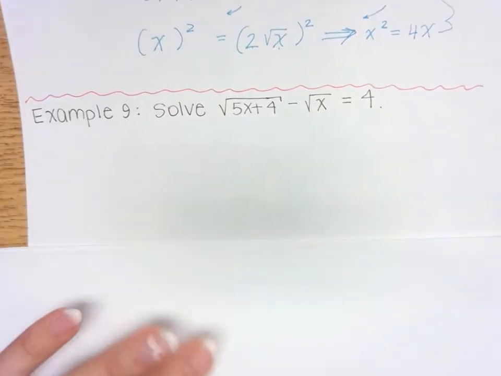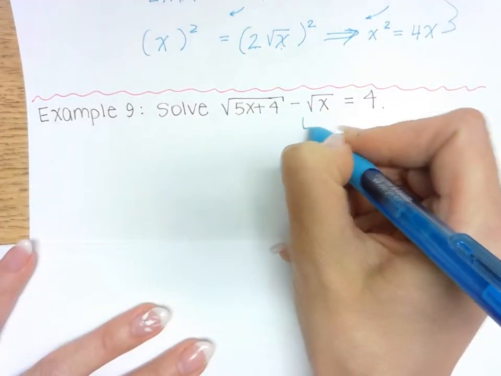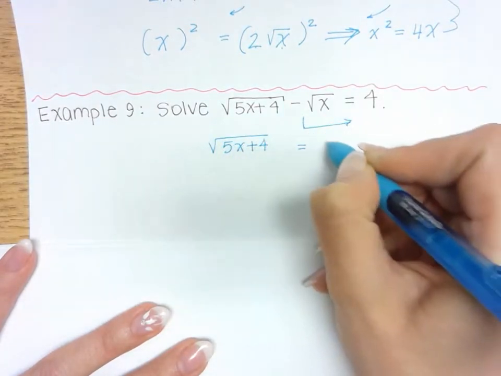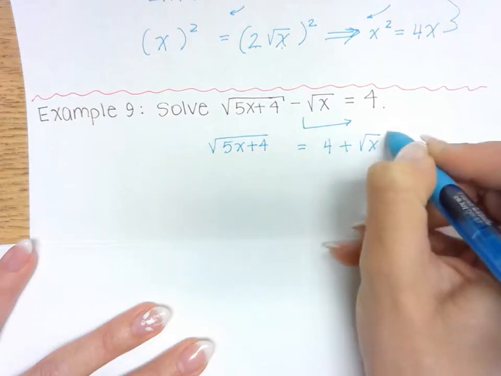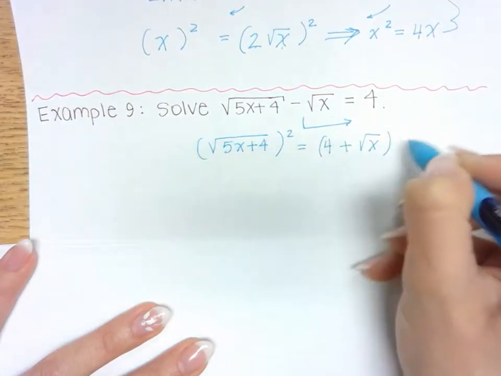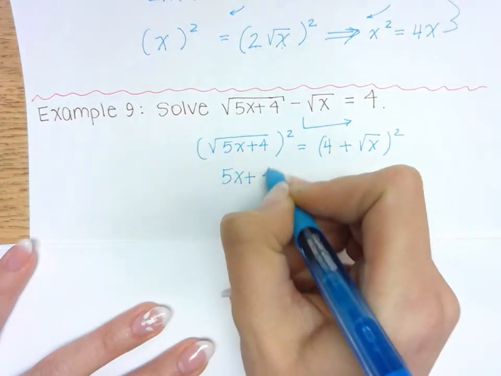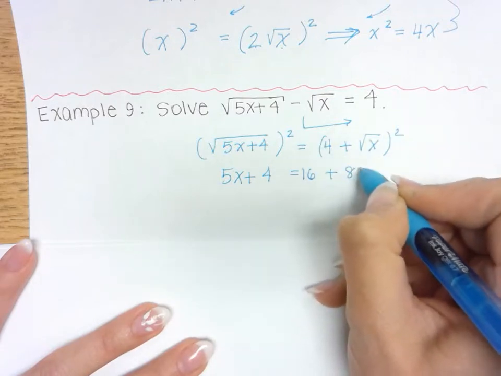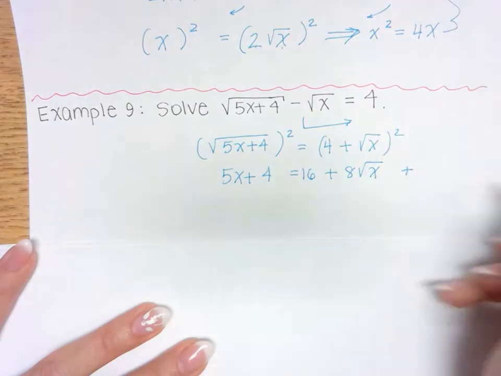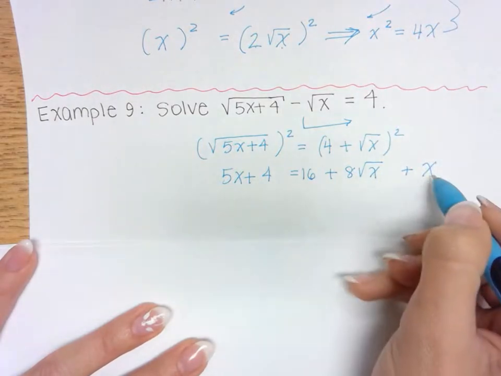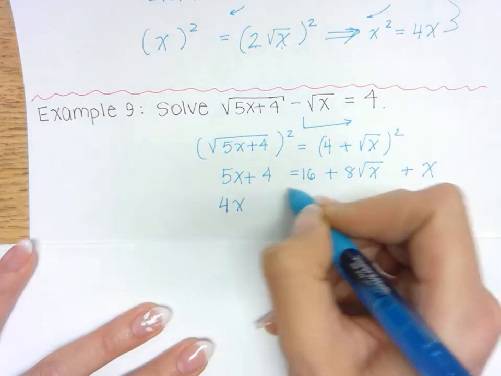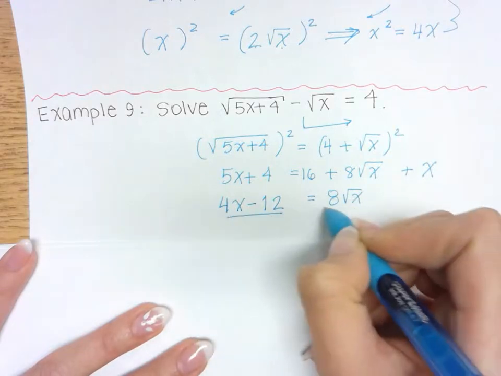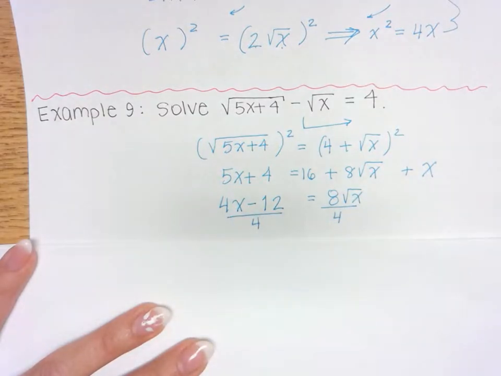Last example. Same thing. Bring this to the other side. Square root of 5x plus 4 equals 4 plus square root x. Square both sides. 5x plus 4 equals 4 times 4, 16. 4 rad x plus 4 rad x is 8 rad x, and then square root of x times square root of x is x. Subtract x, I get 4x. Subtract 16, I get minus 12, equals 8 square root x. I could even divide everyone by 4. You could divide by a constant. You don't want to divide by a variable.